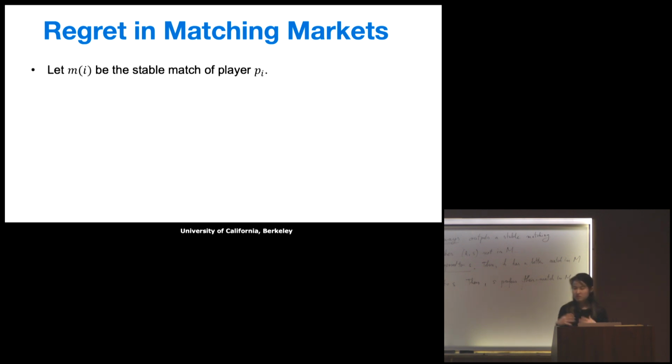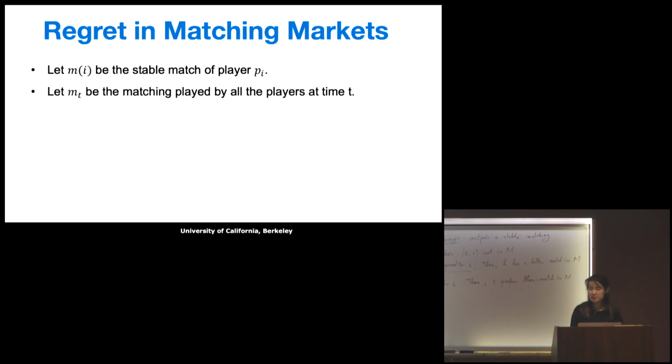Again, we can come up with a notion of regret that's appropriate for this multiplayer problem. Let's go through some notation. Intuitively, it's the difference between the mean reward of my stable match and my actual sequence of matches. So let's denote the stable match as M of I, where I is the index of the player. And then N sub T is the full matching that's played by all the players at time T.